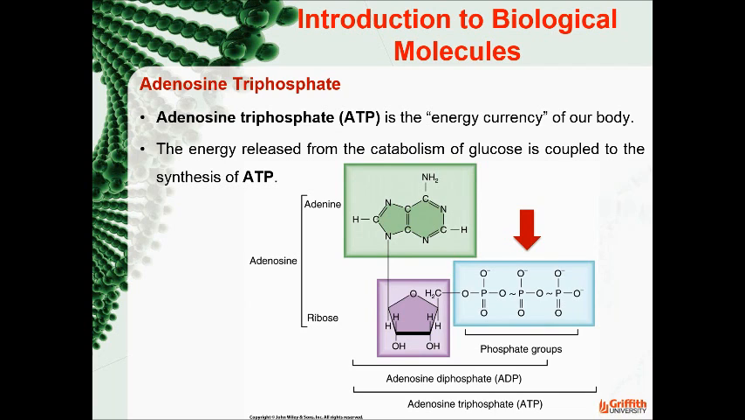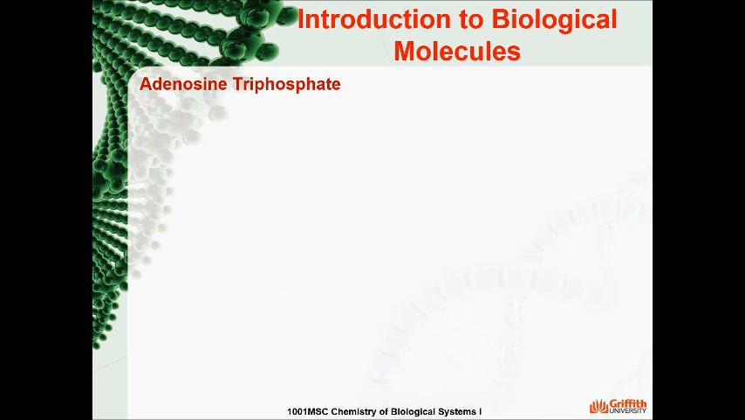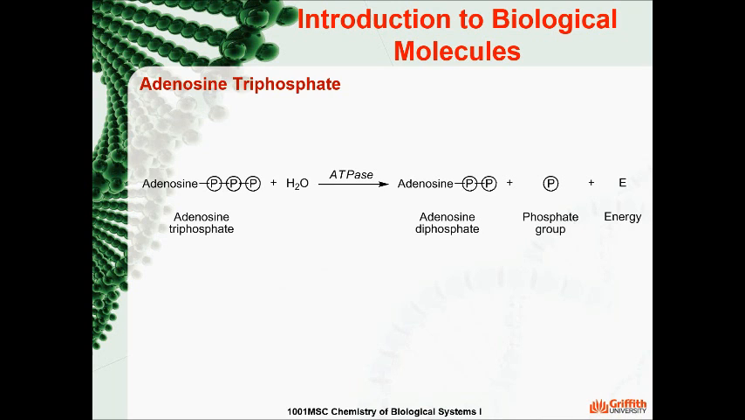If we remove the last phosphate group, then we get ADP, which means adenosine with 2 phosphates. If we remove another phosphate group, then we get AMP, which means adenosine with 1 phosphate group only. You only need to learn this simple structure of ATP for this course.